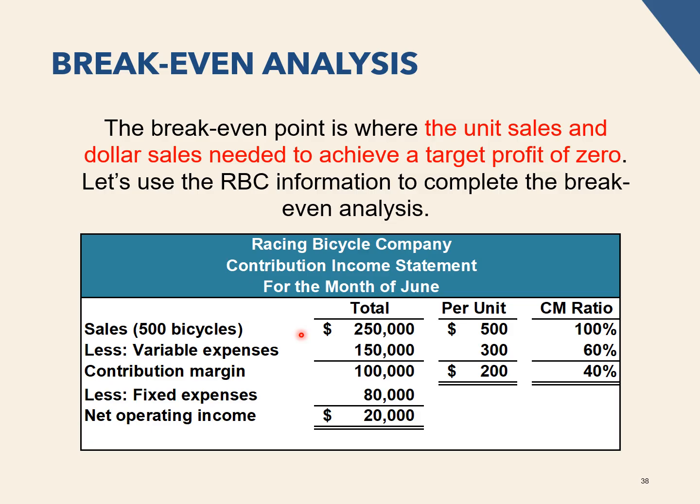Sales start here. 500 bicycles were sold in the month of June at $500 per unit. The variable expenses are $300 per unit, so the contribution margin per unit is $200. Our total fixed expenses is $80,000. At this amount, our net operating income is $20,000. Here is the information for contribution margin ratio and variable expenses ratio.